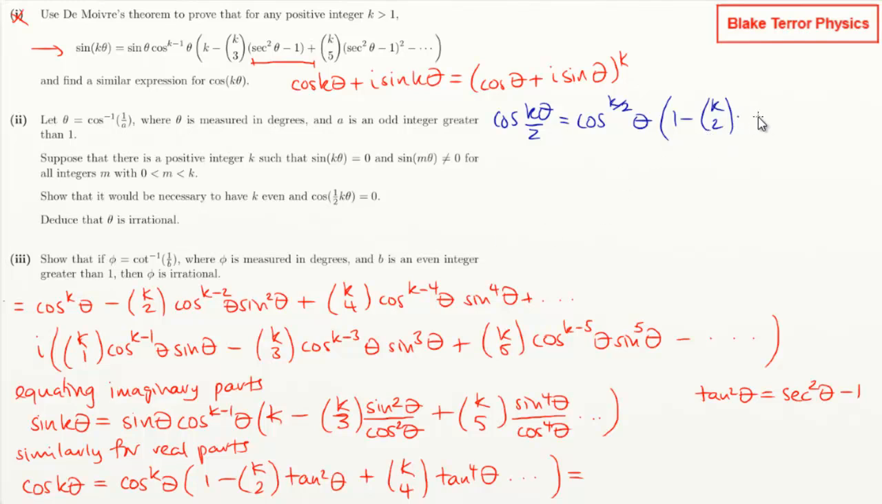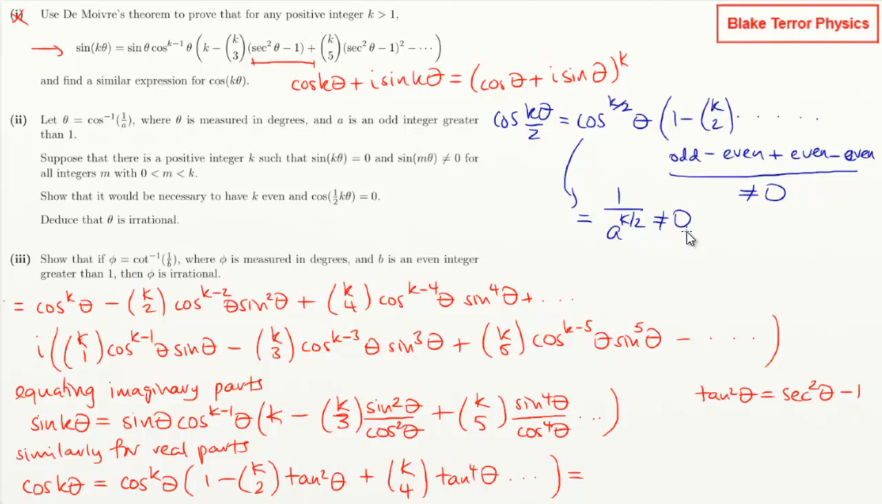These things are all going to be even. So this is odd, and then I've got minus even, because they've still got these same factors. They've still got the sec squared theta minus 1 in them. So I've got odd minus even plus even minus even. So this is not equal to 0. And then I've got cos to the k over 2 of theta, and this thing is equal to 1 over a to the k over 2, which is also not equal to 0. There's just no answer to this then.